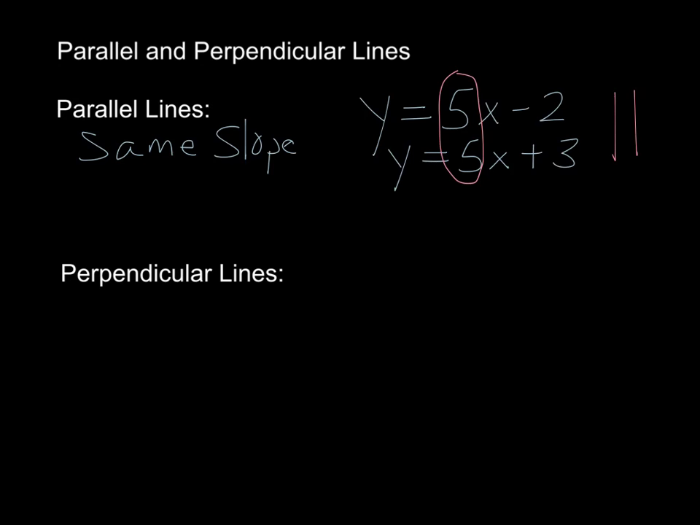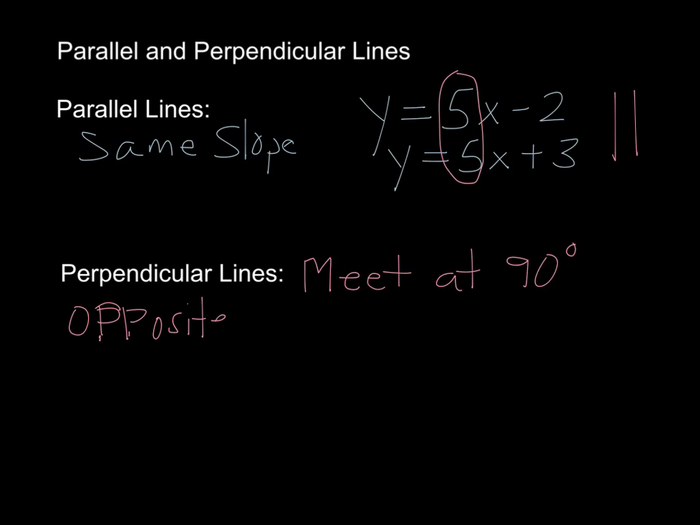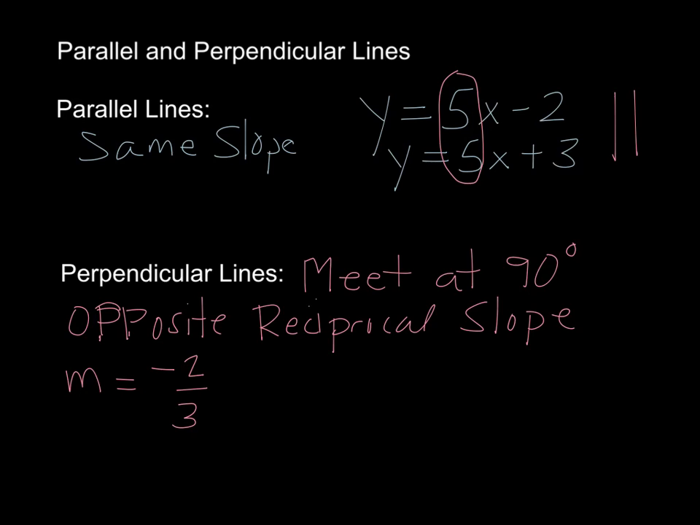Perpendicular lines, these are lines that meet at 90 degrees. And they don't have the same slope. They're going to have opposite reciprocal slopes. So both opposite and reciprocals. So for example, if one of our slopes is negative 2/3, then the perpendicular slope is going to be positive 3/2. And we're going to get to see those in action in these next 2 examples.